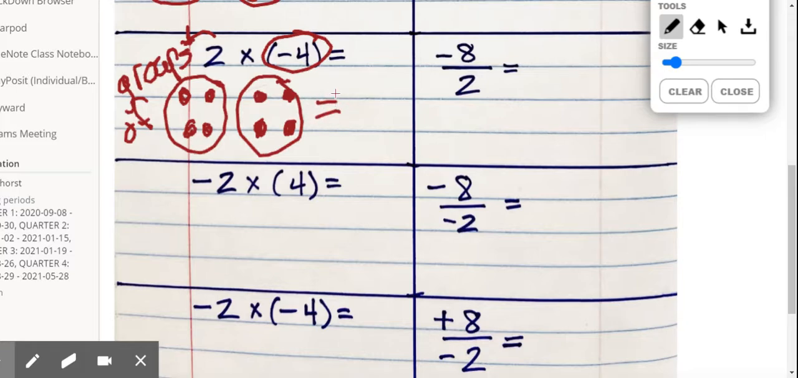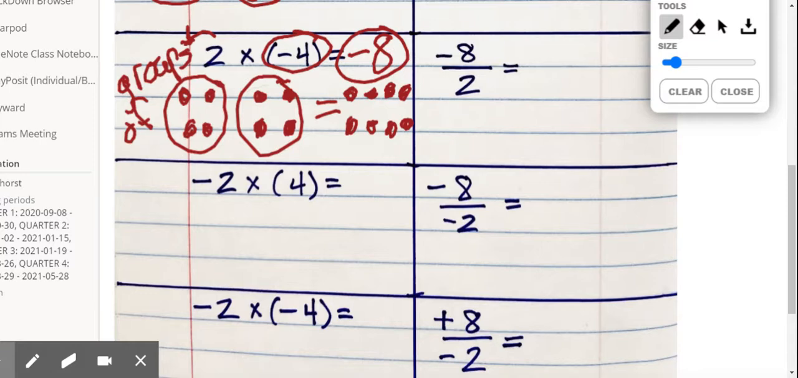And so how many negatives do we have altogether? 1, 2, 3, 4, 5, 6, 7, 8. So what it's saying is 2 times 4 is 8. And then if they're just regular groups, 2 groups of 4 negatives is going to be -8.